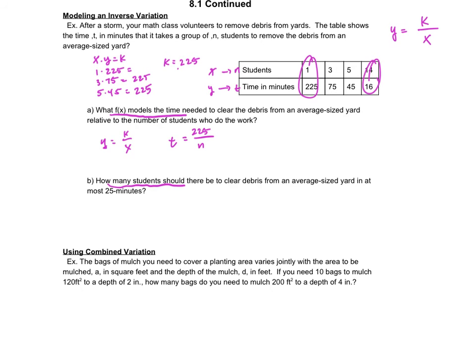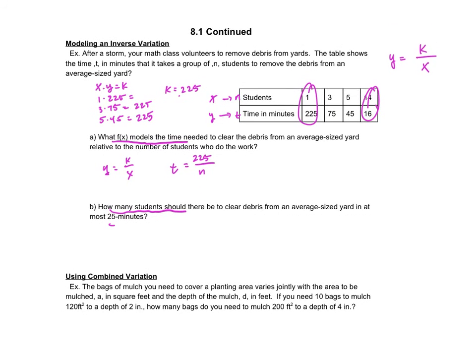Well, it looks like here t is equal to 25. So we have 25 equals 225 over n. Do some cross multiplication. 25n equals 225, or n is going to equal 9. So there you have it. It should take 9 students.